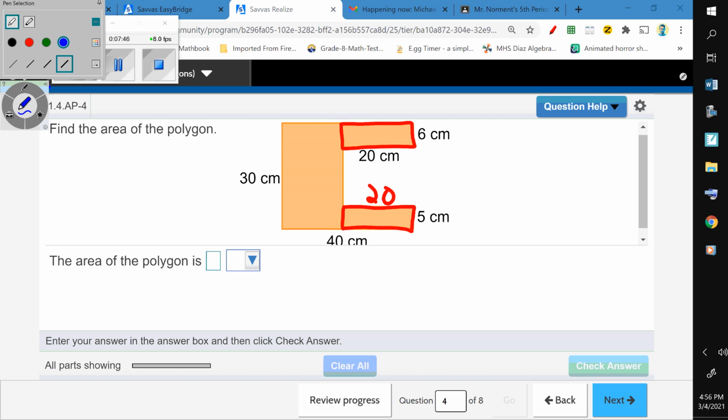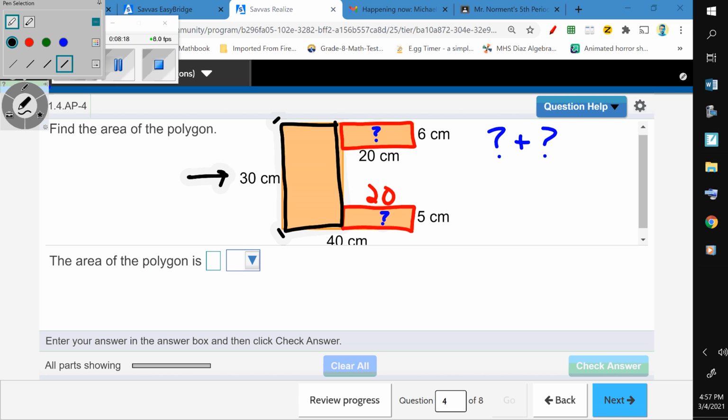So you're going to multiply the 20 and the 6 to get that area. You're going to multiply the 20 and the 5 to get that area. And you're going to take the question mark of that area plus the question mark, the area of the other rectangle. And then you have one more rectangle to find. And the good news is, you know that the height is 30 because it says it right here. And it's from this corner all the way to this corner. The question is, what's the length of the base?